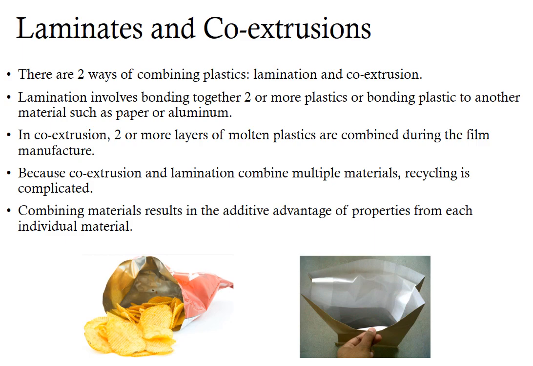In lamination, two different plastics or two different materials are bonded together. For example, plastic can be bonded with another plastic or any other material such as paper, which makes it a paper laminate, or aluminium metal, which makes it a metal laminate. Whereas in co-extrusion, two or more layers of molten plastics are combined during film manufacturing. Because both methods combine multiple materials, recycling becomes complicated. However, combining materials results in the additive advantage of the properties of each individual material.